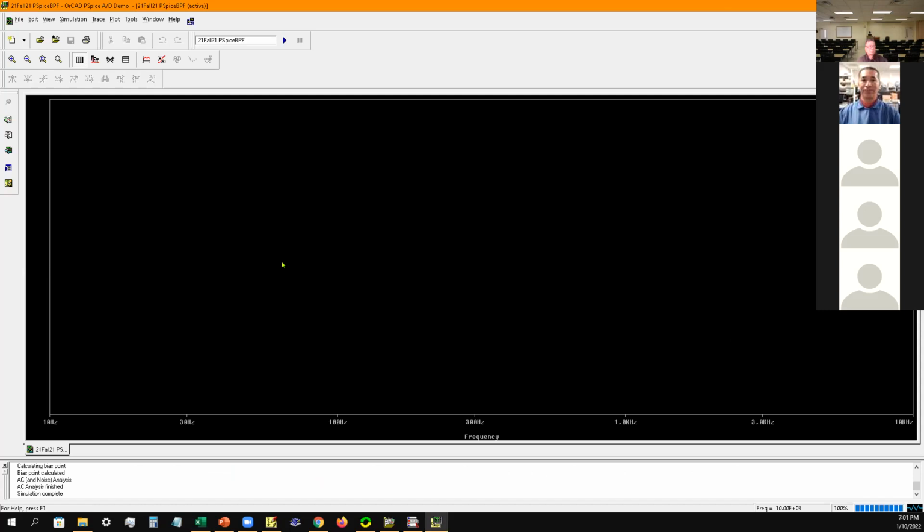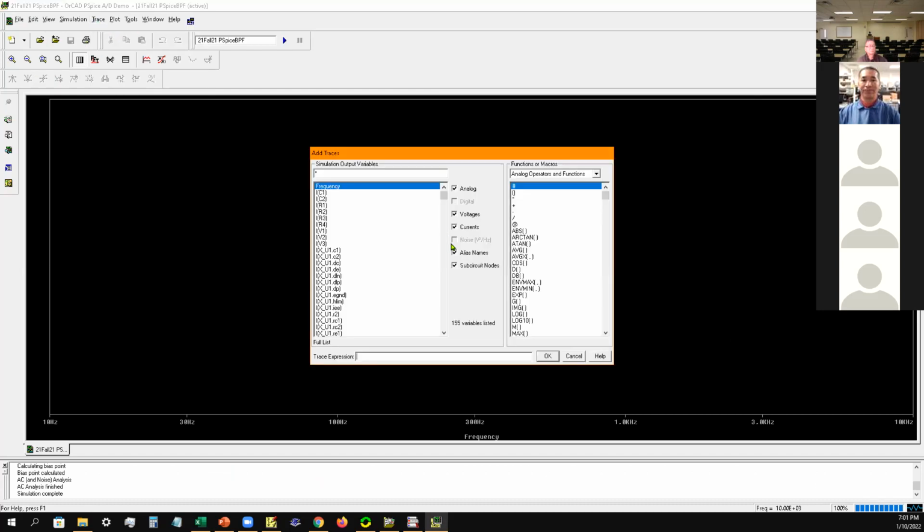Got that. Now you can use the graphical information right on top here, or you can go up on the menu here. It's called Trace. You want Add Trace, and then you filter out everything. We need just V out for this case because that's all you need to collect the data for. So now we have V out. You click on that, and the trace expression shows down here.